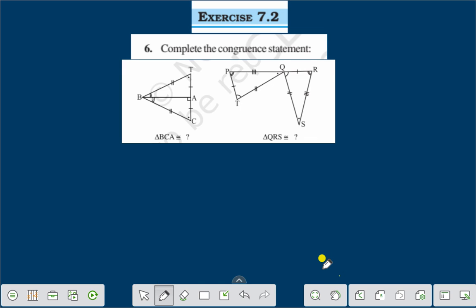Hello everyone. Today I shall discuss exercise 7.2 question number 6. Complete the congruence statement. Here you see this is number 1.